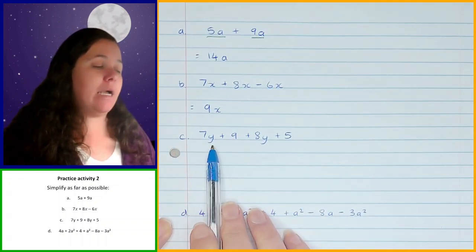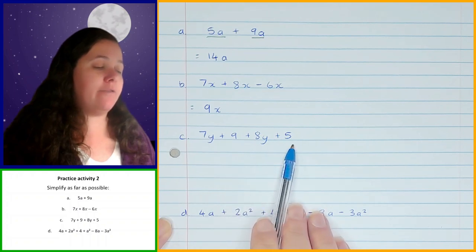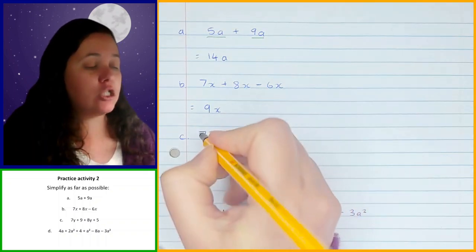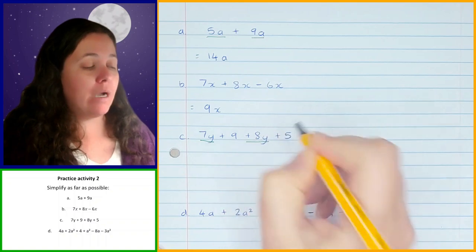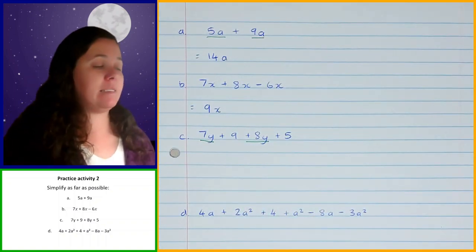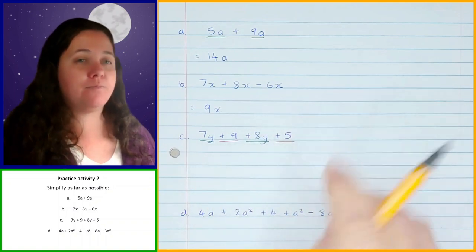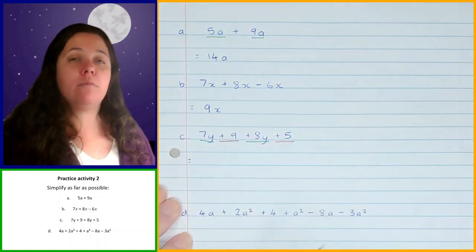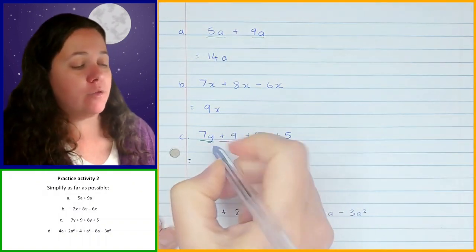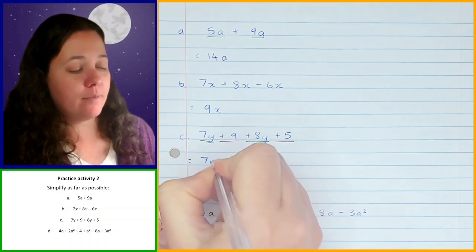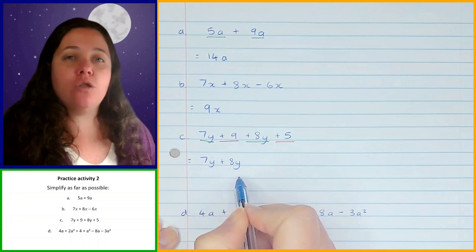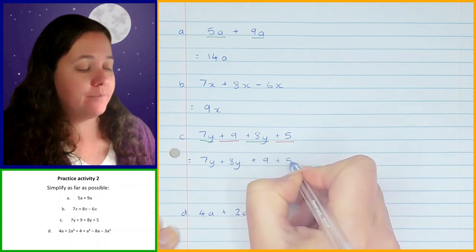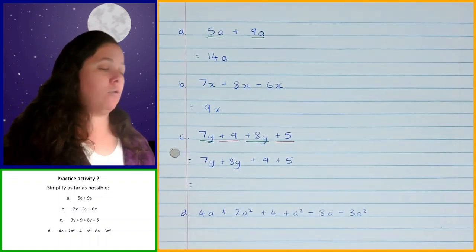Next one, I've got 7y plus 9 plus 8y plus 5. In this case, I don't have all like terms, so I need to identify my like terms. My 7y and my plus 8y are like terms, and my plus 9 and plus 5 are like terms. Now I'm going to rearrange them so that the like terms are together. I'm going to collect my like terms. So I have 7y plus 8y, plus 9 plus 5. You're not always going to have to do this; it's just to help you while you're getting used to it.